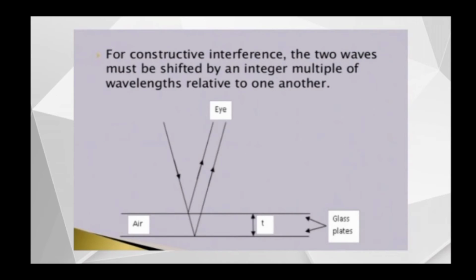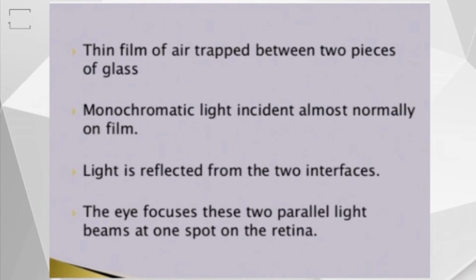For constructive interference, the two waves must be shifted by an integer multiple of wavelengths relative to one another. And this is the illustration. Thin film of air trapped between two pieces of glass. Monochromatic light incident almost normally on the film. Light is reflected from the two interfaces. The eye focuses these two parallel light beams at one spot on the retina.